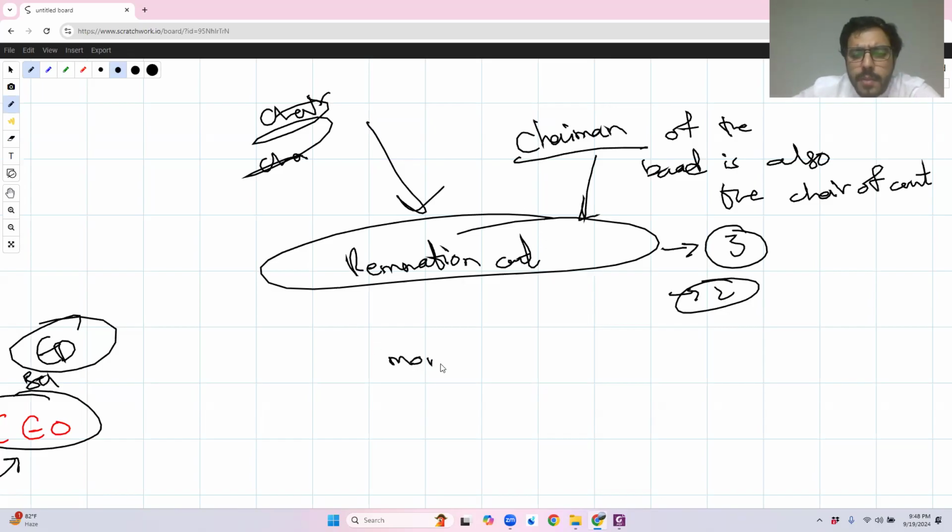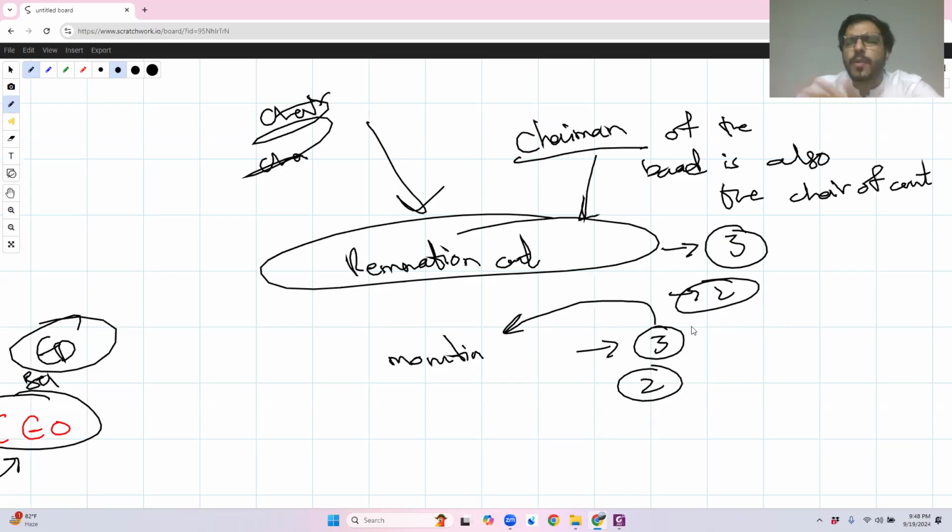When we talk about nomination committee, again, if it is a big company, then at least 3 non-executive directors should be a part of nomination committee. If it is a small listed company, then only 2 can also be good. Now, what is a big, what is a small? You don't need to go into that. This won't be asked within the exam. In the exam it would be clearly written whether it is a big company or a small company. So you don't need to worry about it.